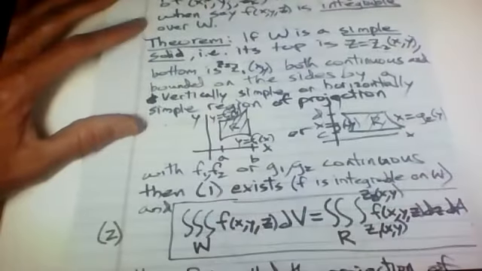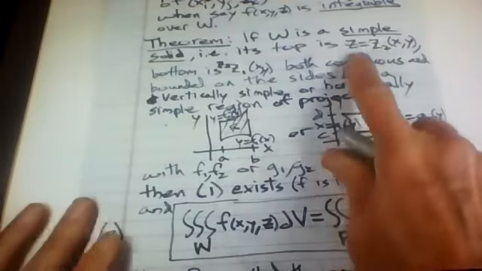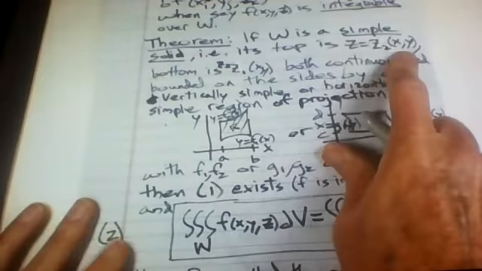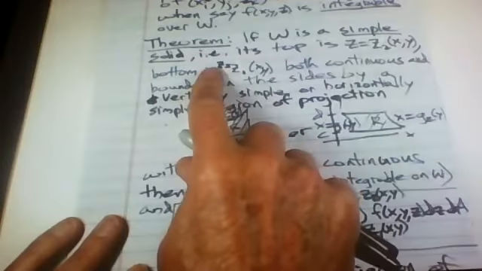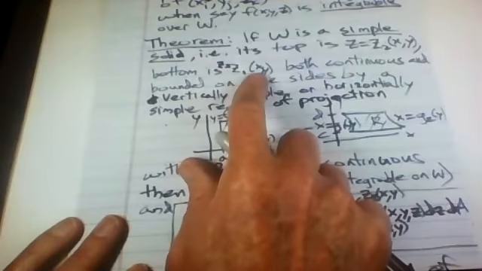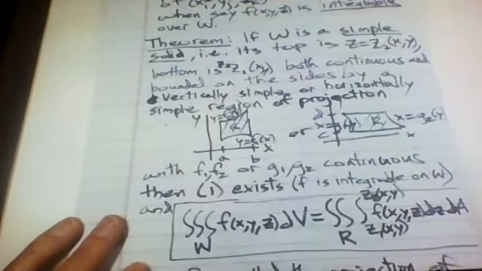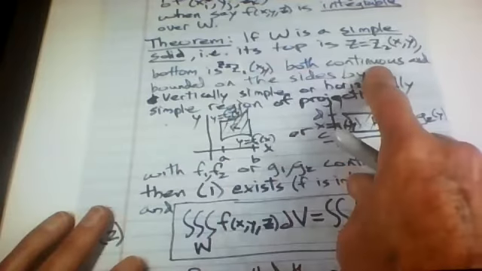Suppose that W, the solid, is what's called a simple solid. Its top is a continuous surface, z equals some function z2 of xy. And its bottom is some surface z equals z1 of xy. So it's a surface on top and a surface on bottom with these 2 equations. And they're both continuous functions of 2 variables, right?